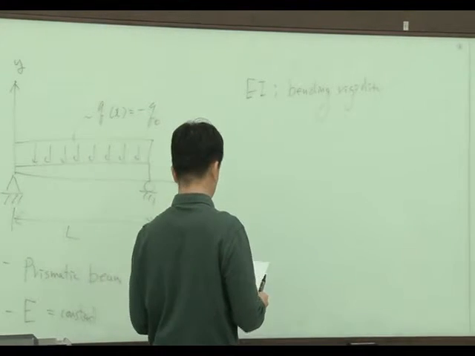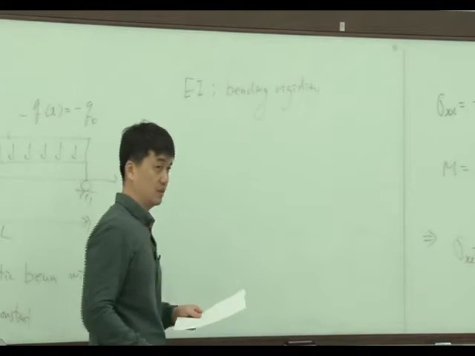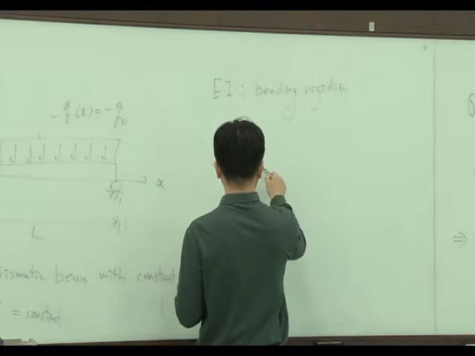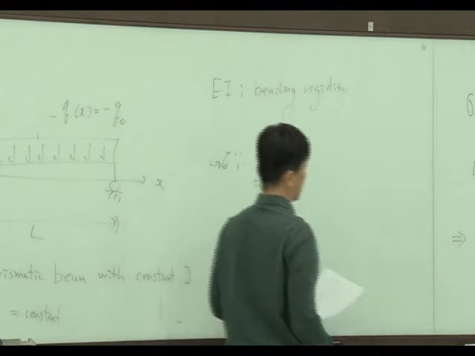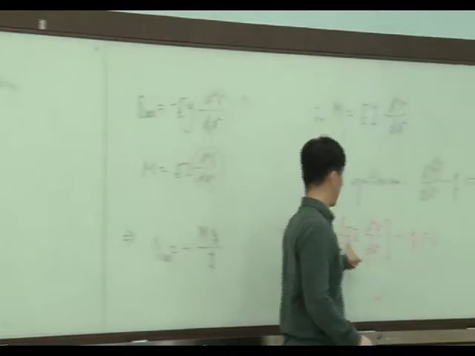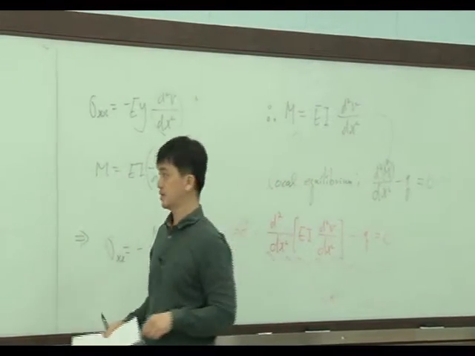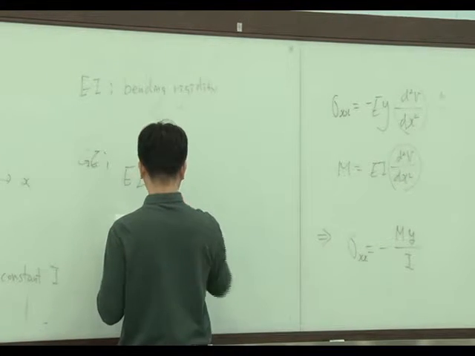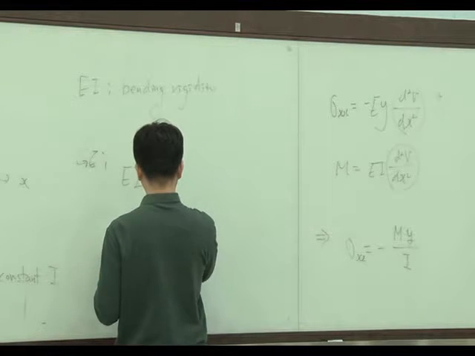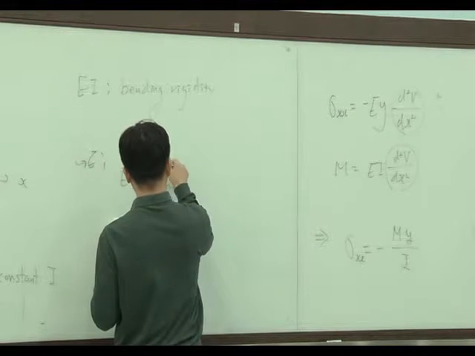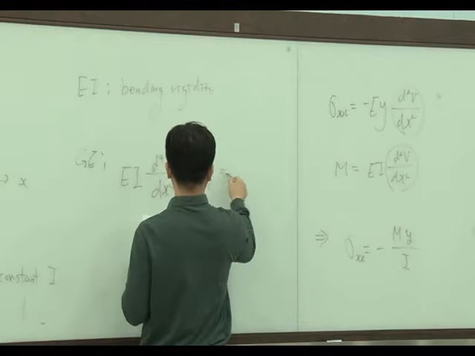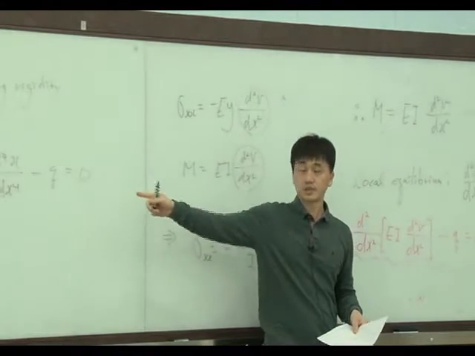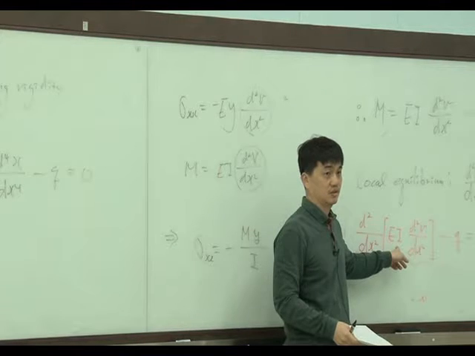First of all, we need to specify the governing equation. Here, because the E and I are constant and don't change, the equation changes a little bit. So it becomes simpler: d⁴v/dx⁴ minus q equals 0. If E or I is not constant, we cannot use this equation. We need to use the other equation, right?